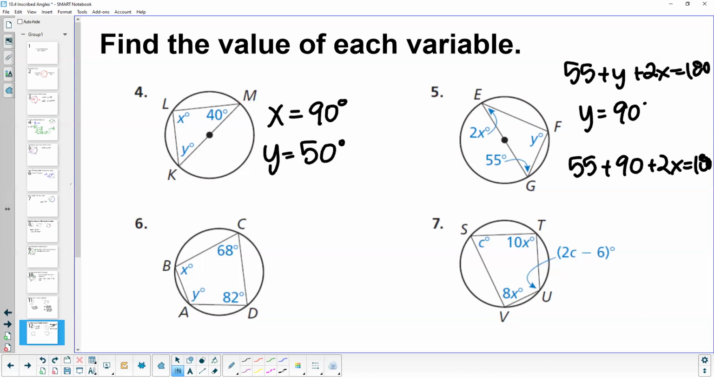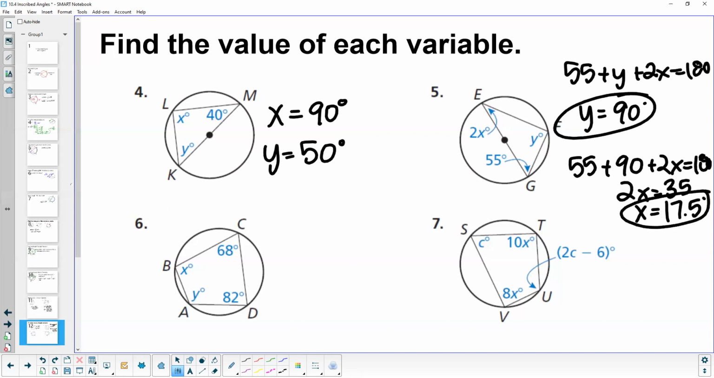So if we do 180 minus 90, which is 90, minus 55, which is 35. And so we end up getting that 2x is equal to 35. We can solve for x by getting 17.5 degrees there. Fantastic. Okay, so that was our right triangles. Now let's take a look at a couple more quadrilateral examples.